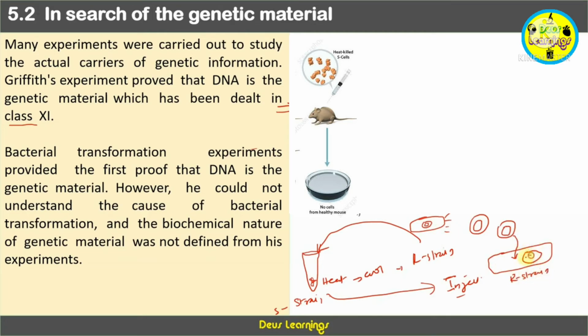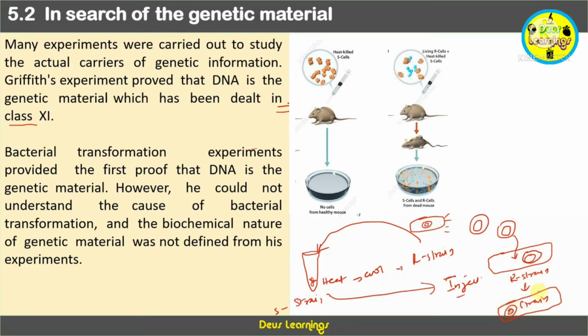And since the DNA carried the genetic information, it converted the R strain into the S strain. Now this R strain became the S strain, right? And now that it became the S strain, you know that if the S strain is there, it is going to kill the organism, and that's why it did kill the organism.